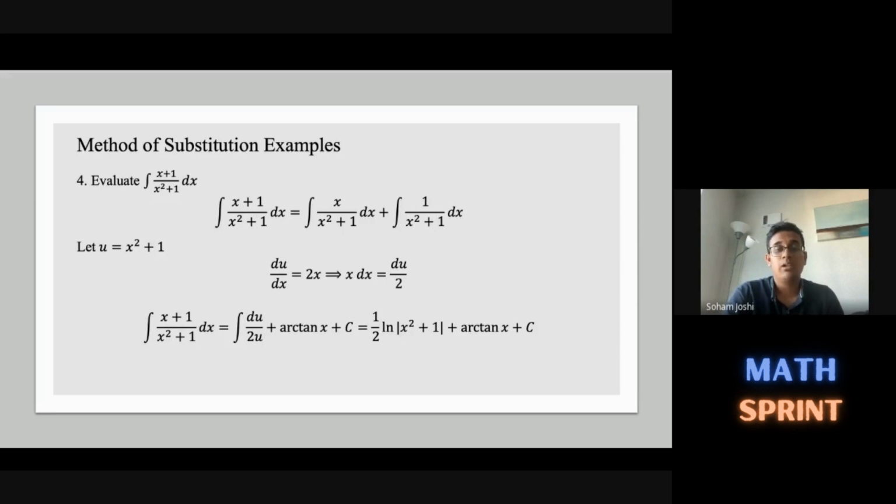Okay, so now these smaller integrals are a lot easier to evaluate. Integrating 1 by 2u with respect to u is just half ln absolute value of u. Integrating 1 by x squared plus 1 with respect to x is arc tan x. So add them together and substitute u with x squared plus 1. So our final answer becomes half ln absolute value of x squared plus 1 plus arc tan x plus c.